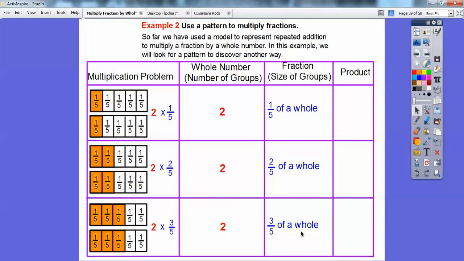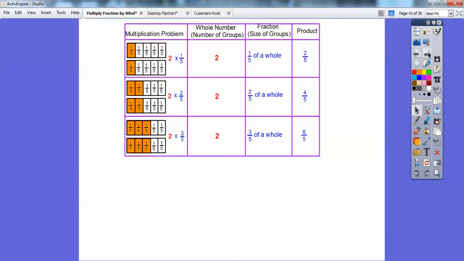Okay, and then their product, here's the product. These are in fifth size pieces. So 1 plus 1 is 2, so I have 2/5. That's going to be the product here. Right here I have 1, 2, 3, 4, so I have 4/5. Right here I have 1, 2, 3, 4, 5, 6, so I have 6/5 size pieces right there. Now I'm going to shrink that up. There it is right there. I just shrunk it up.